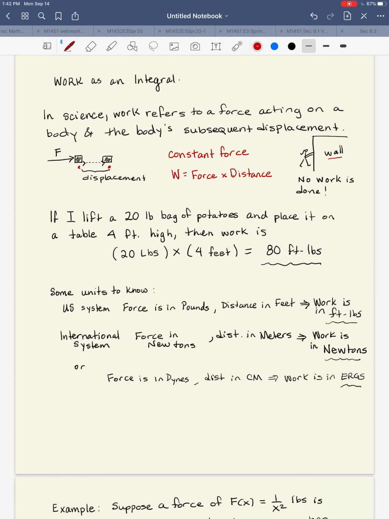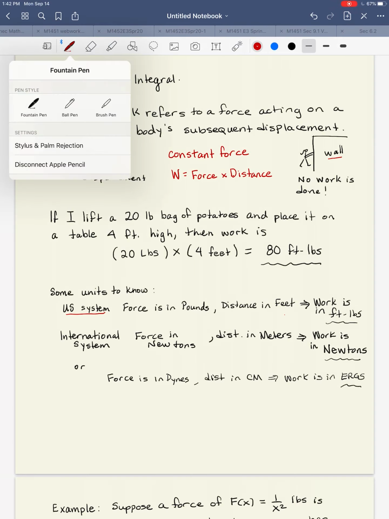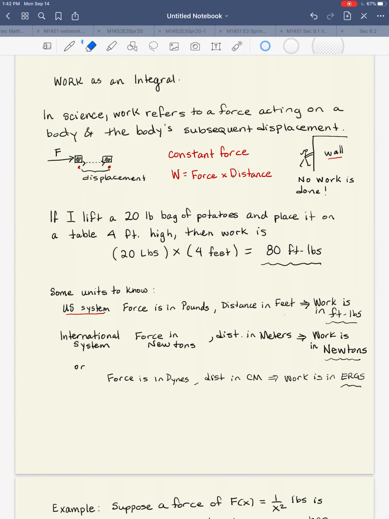So those are examples of work units in the U.S. system. We measure force in pounds, distance in feet, and so work is in foot-pounds. In the international system, you'll often see force is done in newtons and distance in meters. And then newton meters would be called joules. I wrote down newtons. Let me fix that. This should be joules of work.